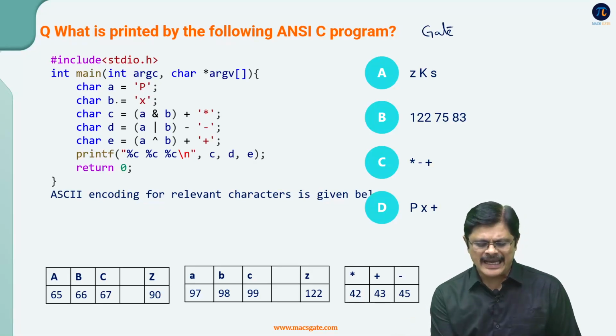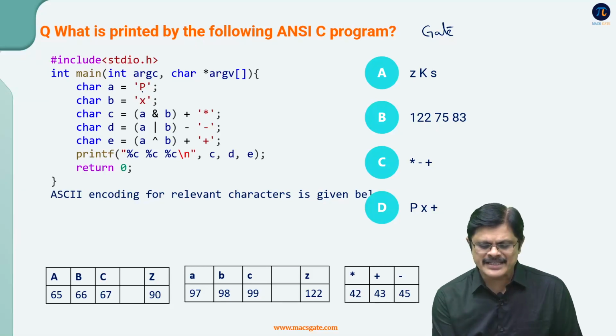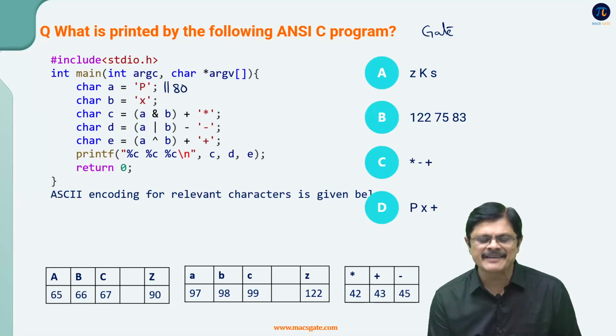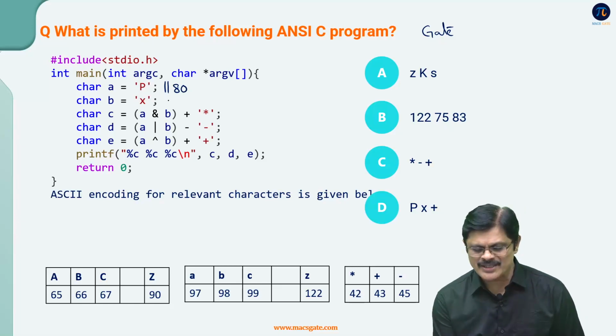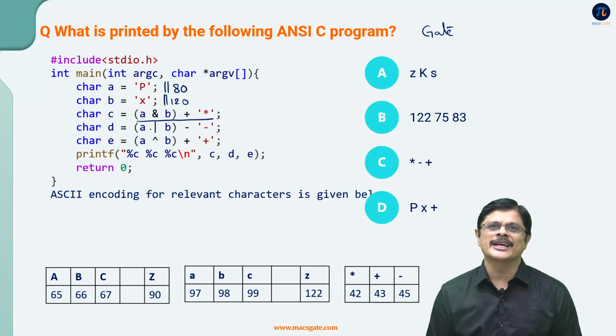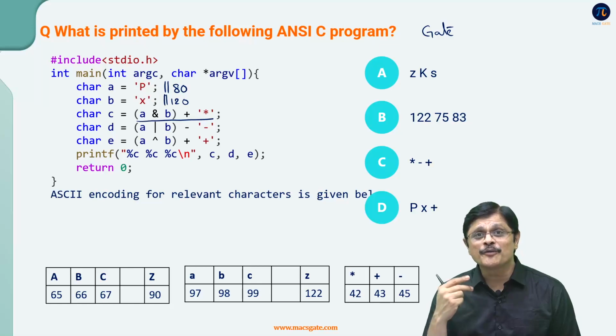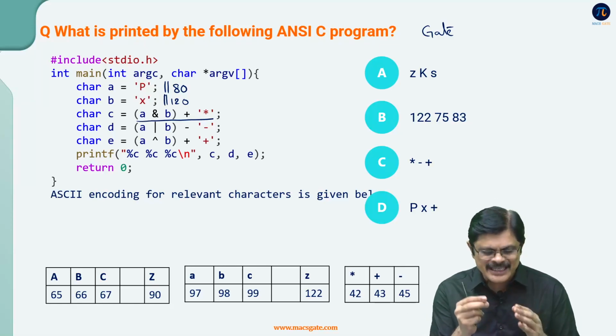So here characters A, B, C, D, E are defined. For A, we are assigning character capital P. For your information, the ASCII value of capital P is 80. And for B, we are assigning small x, whose ASCII value is 120. And for C, some expression is assigned. Similarly, for D and E also, expressions are assigned. So we need to find the value and assign the particular value to C, D, E respectively.